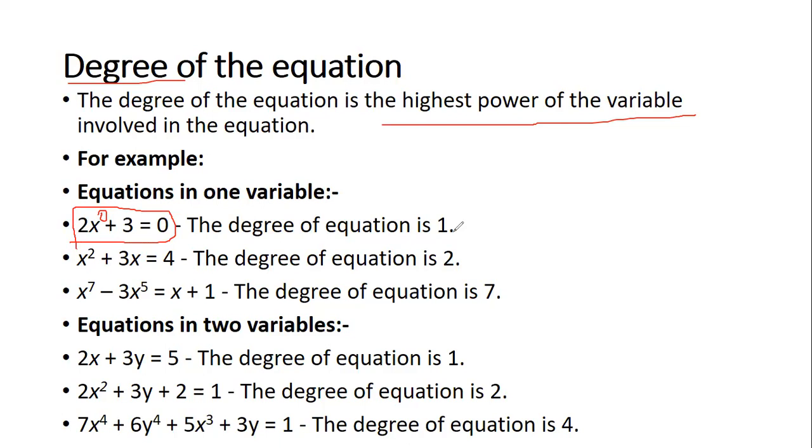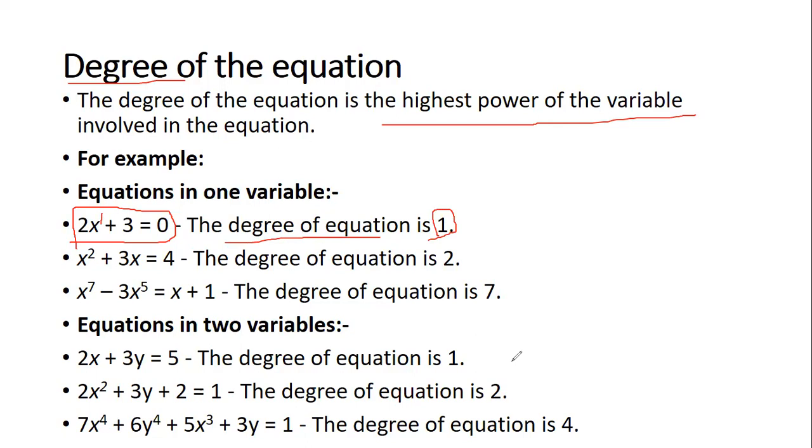Okay. Bindushri, the power of x is not 0. I have not written 0. I have just circled what is the power there. When there is nothing written on the x, it means that the power of x is 1. Correct? So for this equation, the degree of equation, the highest power of the equation, is 1.